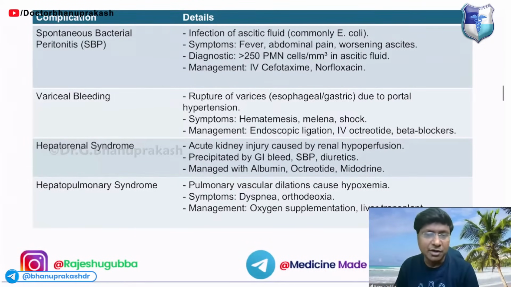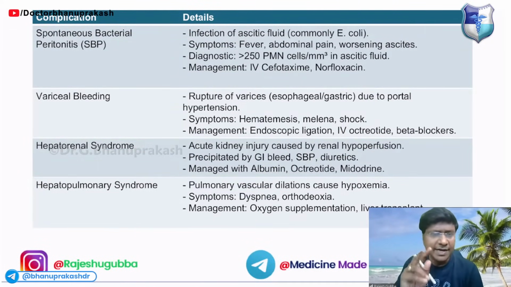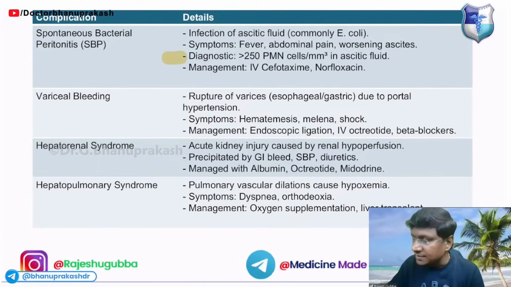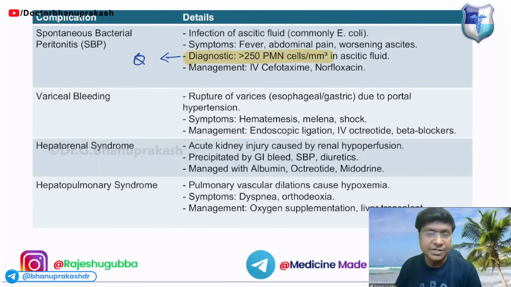And one more important complication is spontaneous bacterial peritonitis. So already I have told you two questions. Most common organism, Escherichia coli. And drug of choice, cefotaxime. If they want to ask you another question on spontaneous bacterial peritonitis, what will they ask you? They will ask you about the diagnostic criteria for spontaneous bacterial peritonitis.